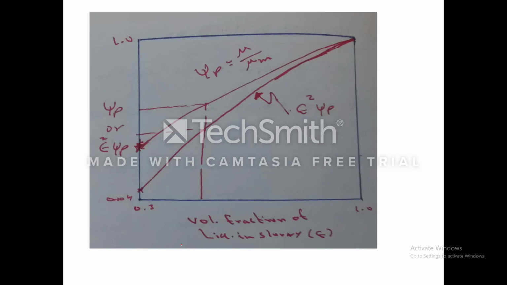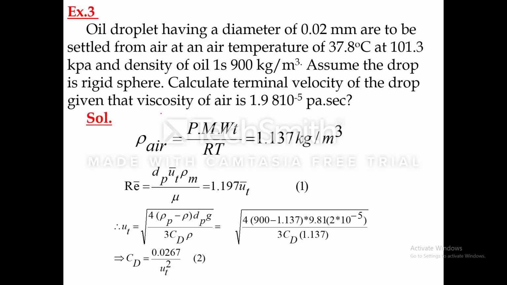This figure gives the relation between the volume fraction of liquid in the slurry, porosity, and psi p, or porosity squared over psi p. We can use it to compute, if I have the volume fraction of liquid in the slurry, this curve for porosity squared over psi p and this curve for psi p equals mu over mu mixture, and we can compute psi p or the value of porosity squared over psi p.